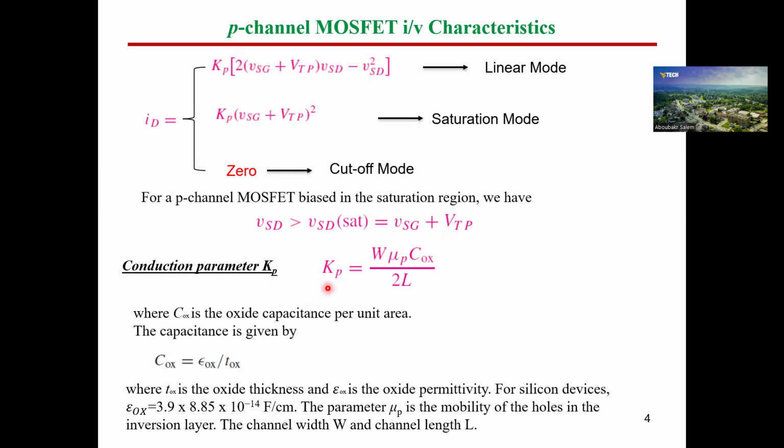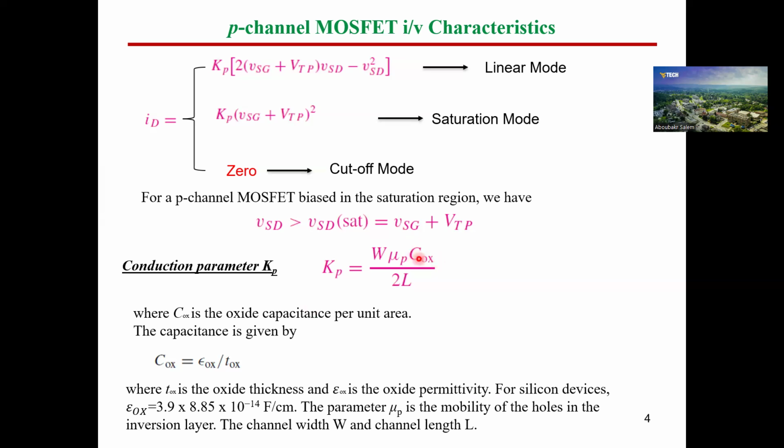And regarding the conduction parameter, Kp equals the same relation we had in Kn in case of N channel, except that we replace mu N by mu P. So instead of electron mobility, we have the hole mobility. Okay, and the same relation in terms of width of the channel, length of the channel, and the capacitance of the oxide material.